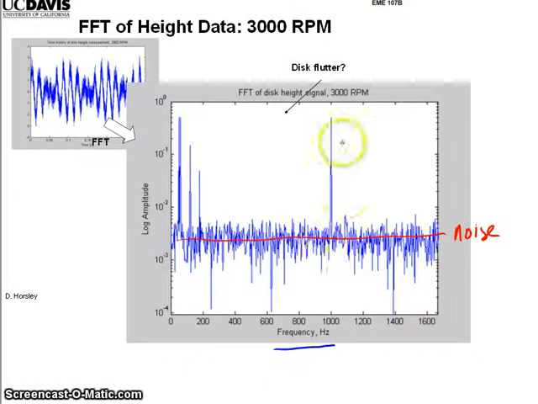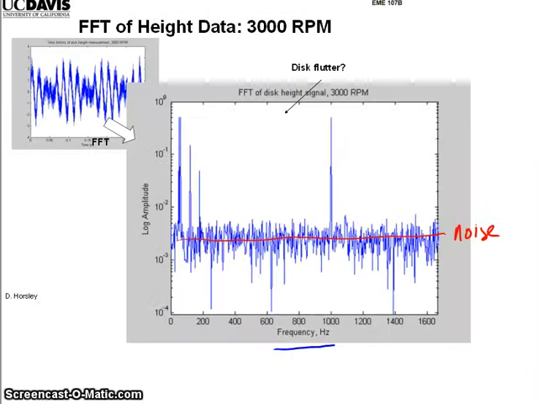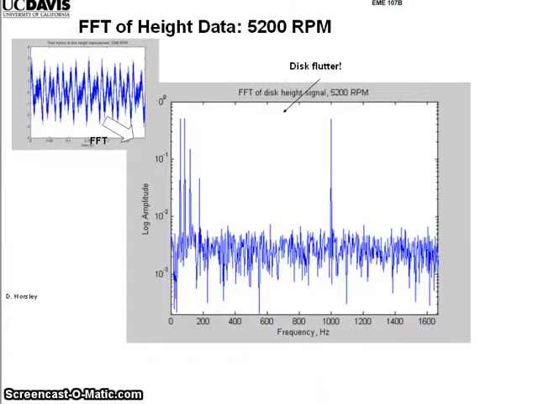Now it's not totally obvious to me what any of these things are, but I have data at 5,200 RPM. Remember, what I'm looking for is a tilt signal, where the frequency of that signal depends on the spin speed, and the flutter is independent of that. So let's look at the data at 5,200 RPM. Now I can look at this peak here. This one is unchanged, so it's the same frequency as the 3,000 RPM data.